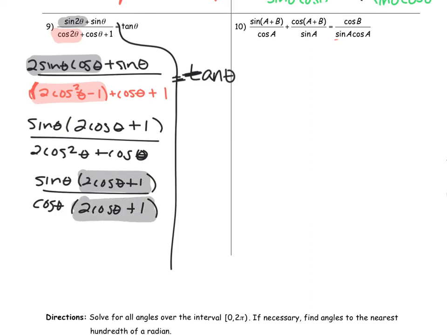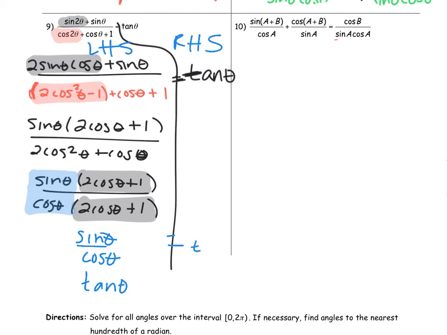So really, all I'm left with is sine over cosine. And what's sine theta over cosine theta the same thing as? Tangent. Very good. So I have the left-hand side equals the right-hand side. Nothing had to be done to the right-hand side. So I have tan theta equals tan theta, and we are finito.